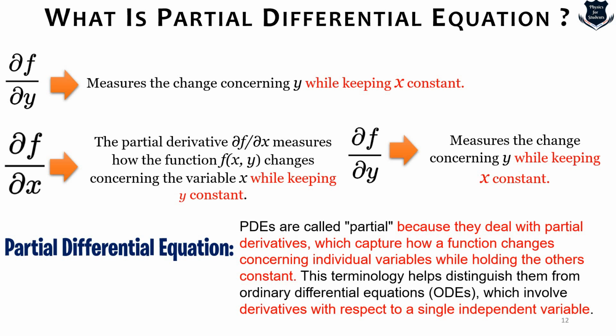Now you see why it is called partial, because we are not totally differentiating it. We are differentiating one variable partially while keeping the other constant, and when we are differentiating with respect to y, we are keeping x constant. That is why it is called partial, not complete, because we are not completely differentiating.